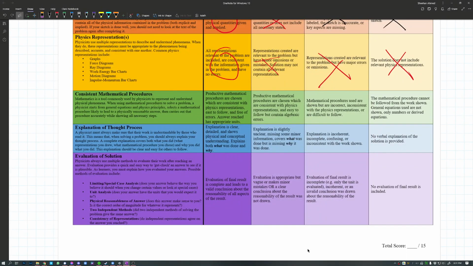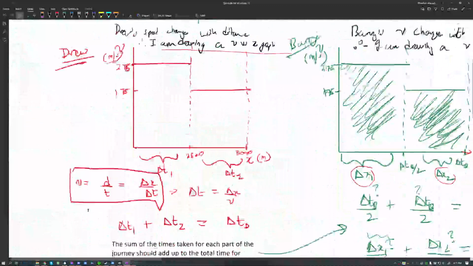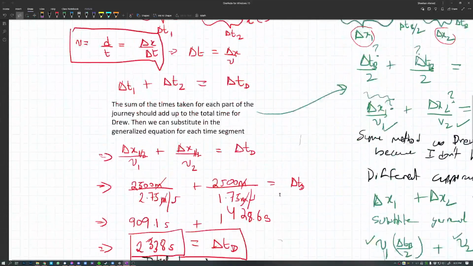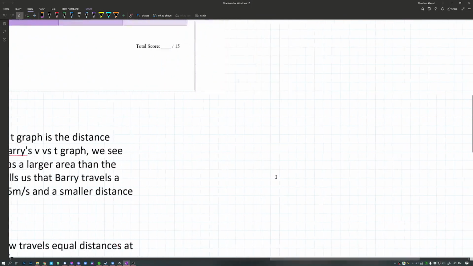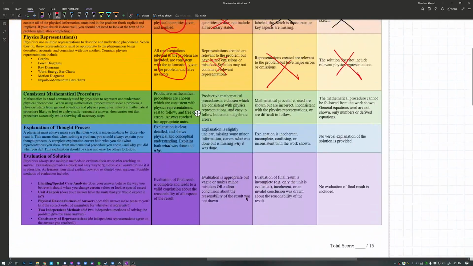Consistent mathematical procedures. Math procedure cannot be followed from the work shown. General equations used are not shown, only numbers or derived equations. No, I wrote down my big general equation. I did my algebra before just dumping numbers into the problem. If I just started with numbers over here, I would have gotten a low score on my math procedure. So it's definitely not this.